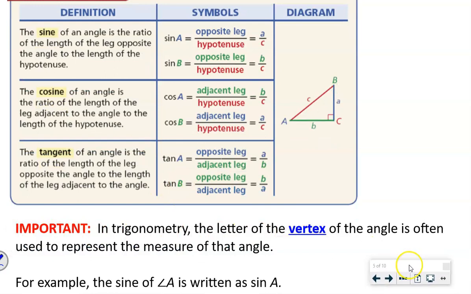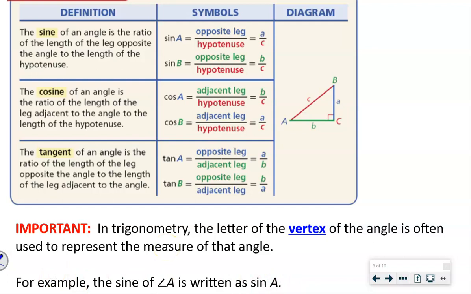So our next point here is that in trigonometry, the letter of the vertex of the angle is often used to represent the measure of that angle. So for example, the sine of angle A is written sine A. And we're going to use that as we go through the lesson.